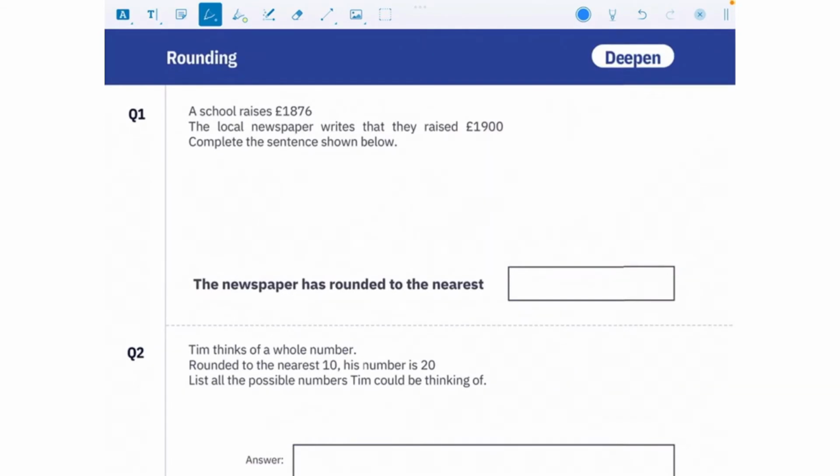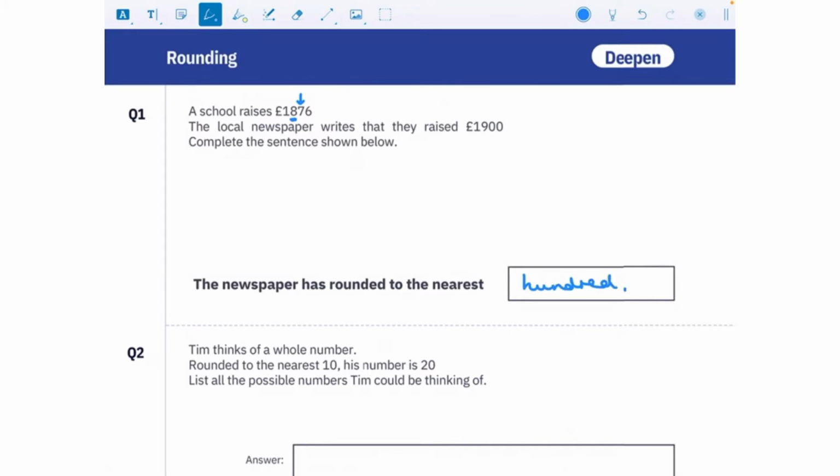A school raises £1,876. The local newspaper writes that they raised 1,900. Complete the sentence shown below. The newspaper has rounded to the nearest what? So we can see that if we rounded to the nearest 10, we would check the ones column and 6 rounds up, so it'd be 1,880. So that's no good. Let's check the next column over. So if we rounded to the nearest 100, we would check the tens column, and we can see that that's a 7. 7 rounds up, so it'd be 1,900. So here they've rounded to the nearest 100. So we're going to put 100 in there.